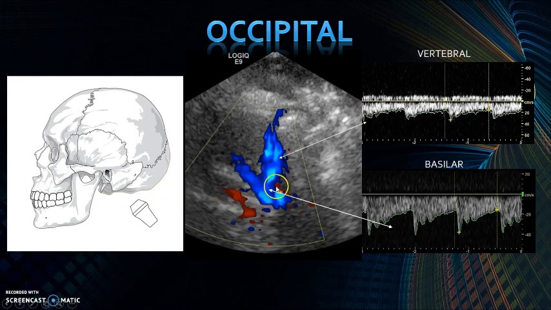You're going to get what looks like a Y, and the blood flow is going away from the transducer, so it's going to be encoded in blue, and you have your bilateral vertebral arteries. Flow in the vertebral and basilar arteries are going to be below baseline.